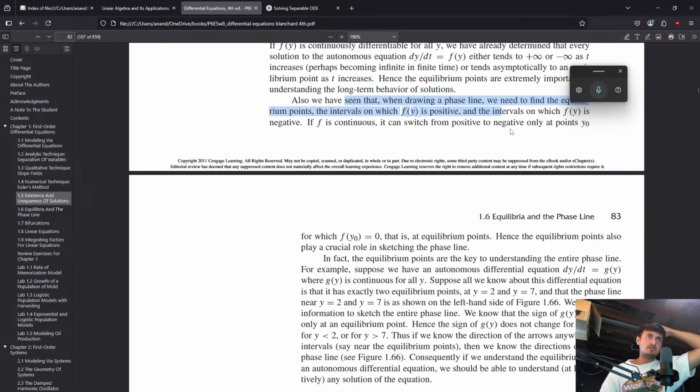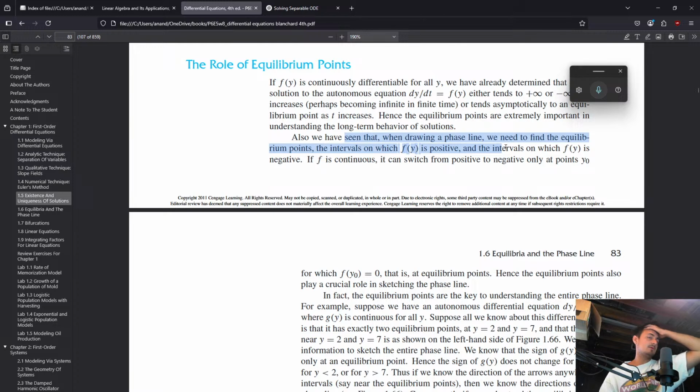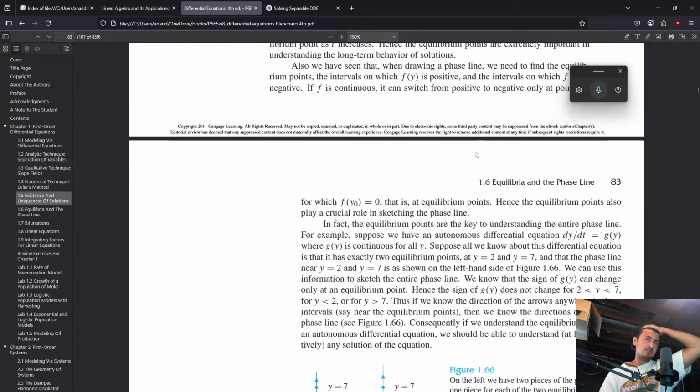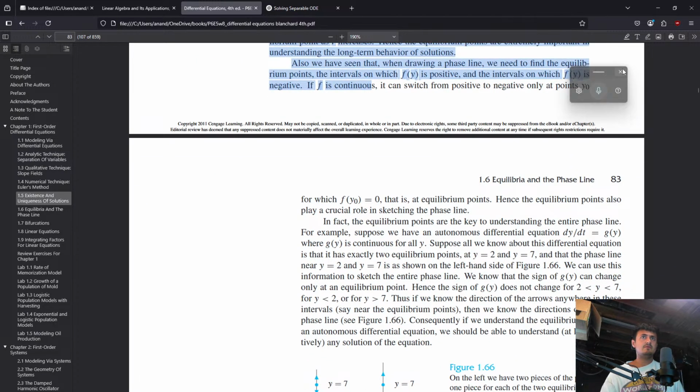As we have seen, when drawing a phase line, we need to find the equilibrium points, the intervals on which it's, oh my god, how much is it going to repeat itself?